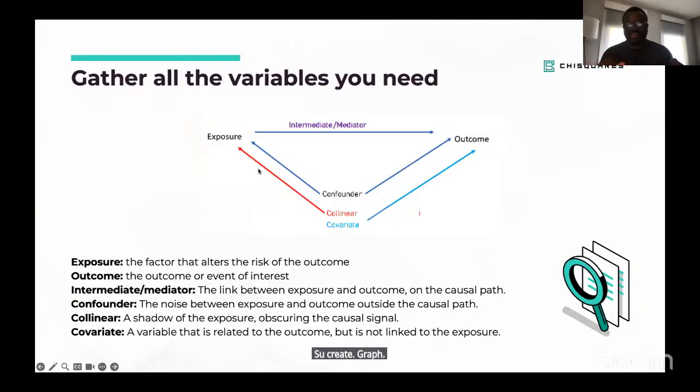A directed acyclic graph is a visual way where we construct the relationships of interest. You come up with your exposure here. You come up with the outcome on the other hand. So this is the relationship we want to explore. The exposure, how does it relate with the outcome? Now we'll start filling up our DAG.